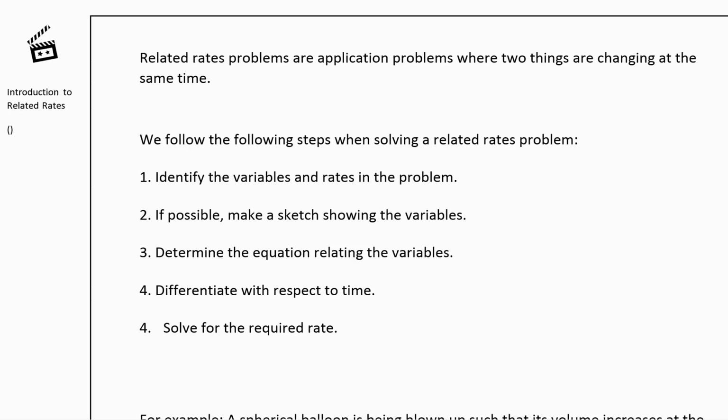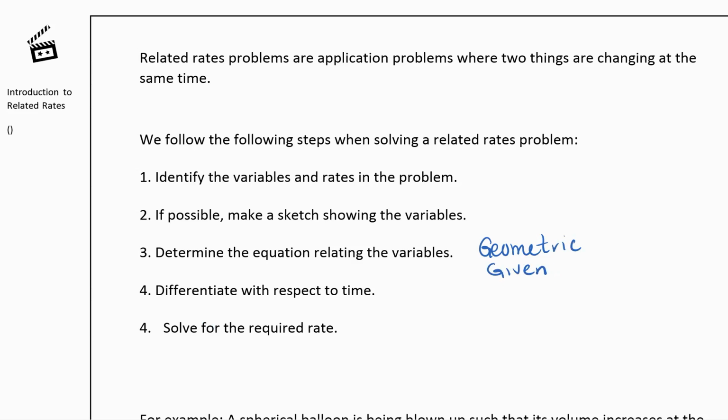So here are the steps when solving a related rates problem. First, we're going to identify all the variables and rates in the problem. What variables do we have? What's changing? If possible, we're going to make a sketch just to help us figure things out. Then number 3, we're going to determine the equation relating the variables. This might be a geometric equation. It might be something that's given. Use your sketch to help you.